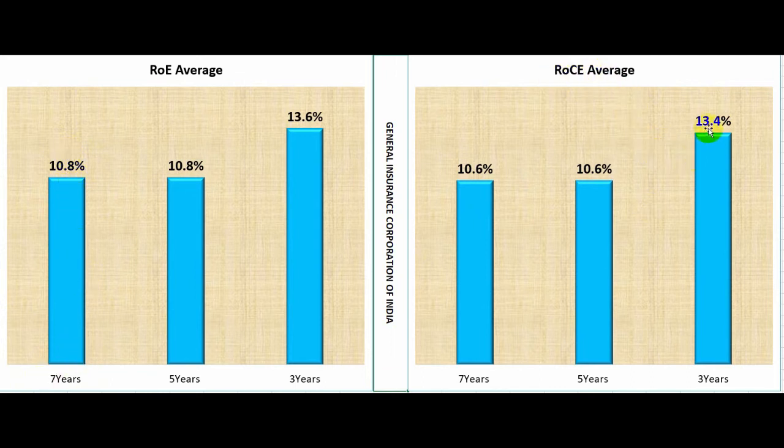ROCE stood at around 13.4% over the last 3 years on average, and in the last 5 years it was at 10.6%. As I mentioned earlier, I would want to see an ROE as well as return on capital employed of at least 15% and above. But again, we have to compare this company with its industry peer group to understand what returns other group companies generate on their equity and their capital employed. So then we'll get a very good basis of comparing them.